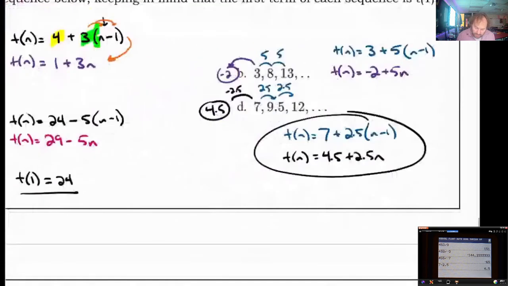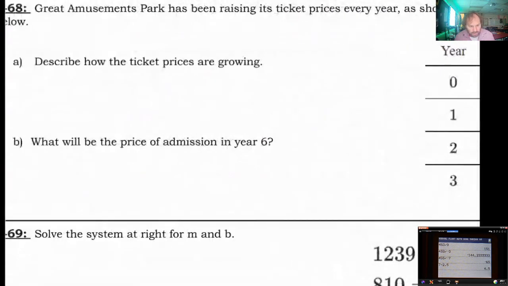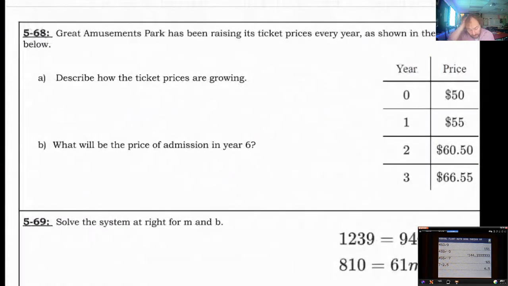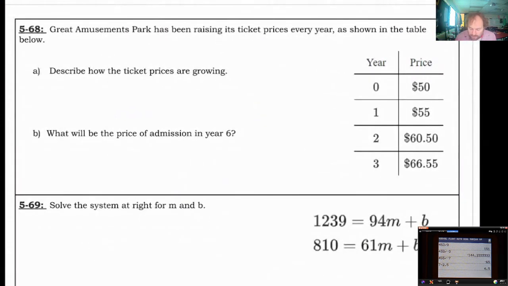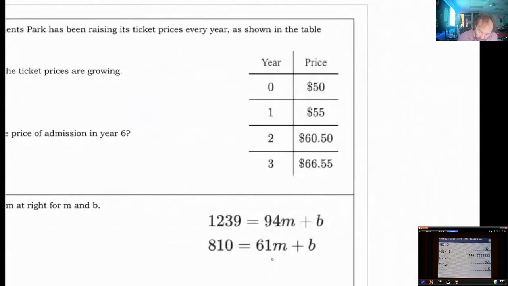Let's go to the next page here. We'll do a couple of the review problems we're looking at. Here we have 568. Great Amusement Parks has been raising its ticket prices every year, as shown in the table below. Describe how the ticket prices are growing. Well, they're not growing by a constant rate. You can tell that right away, because plus 5 does not work down the line.